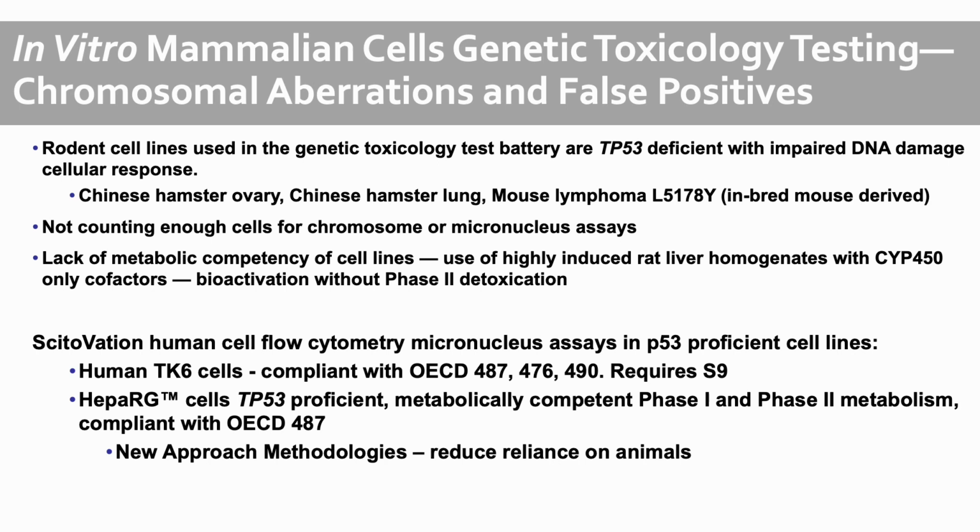So our assays are being done. The assays we are using are the human cell flow cytometry micronucleus assays in p53 proficient cell lines, the human TK6 cells and HepaRG cells. The HepaRG cells, as I mentioned, are phase 1 and phase 2 metabolism competent, and they are compliant with OECD 487. And they are being considered as a new approach methodology to reduce reliance on animals.